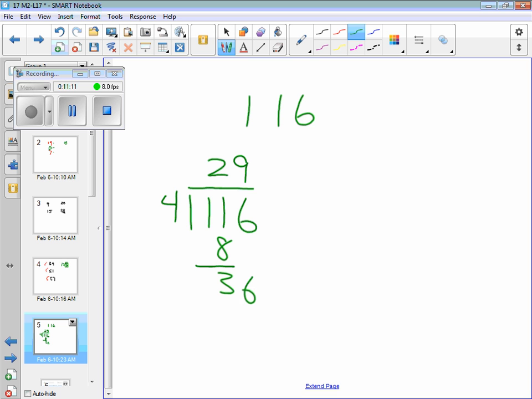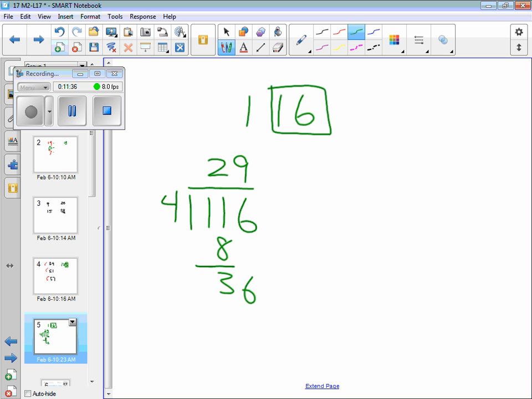But the rule for 4 says we don't need to do long division. You know what the rule is? Yeah, you have to take the last numbers. That's it. All you do is you look at the last 2 digits. If 4 can go into it, in this case 16, then the entire number is divisible by 4. It's a shortcut.